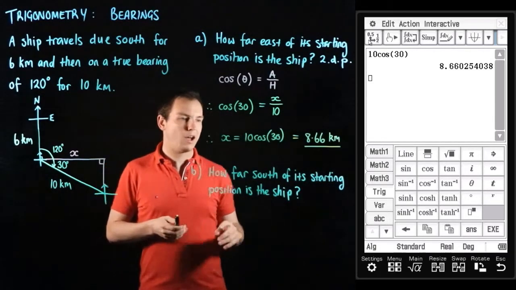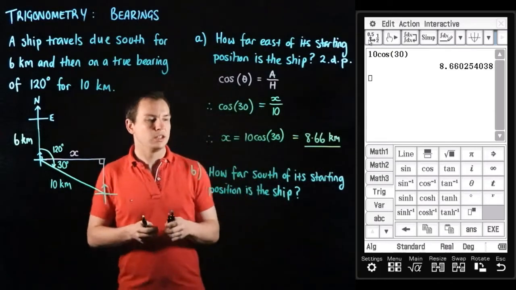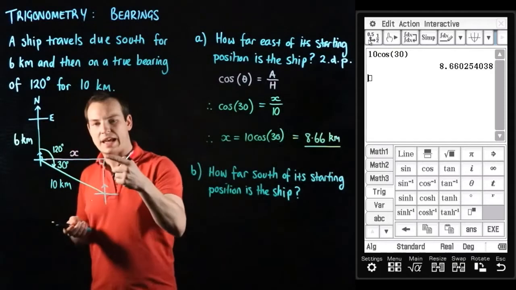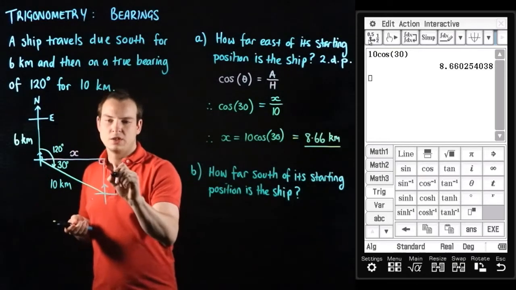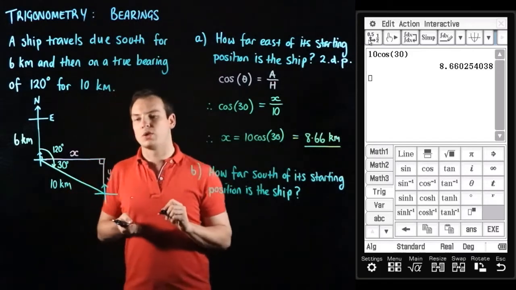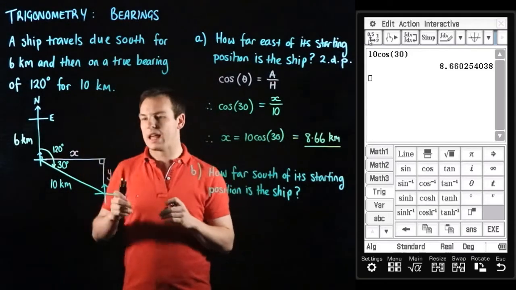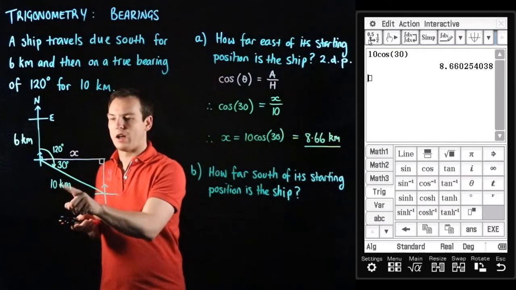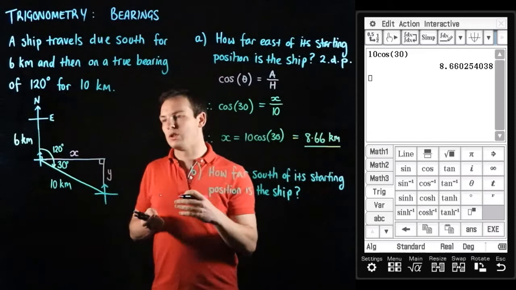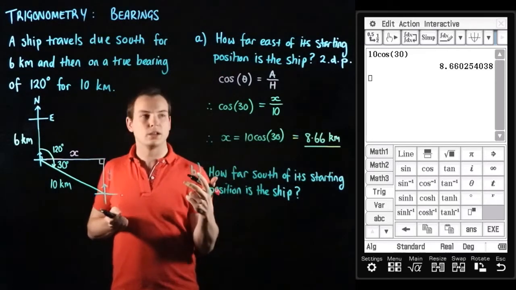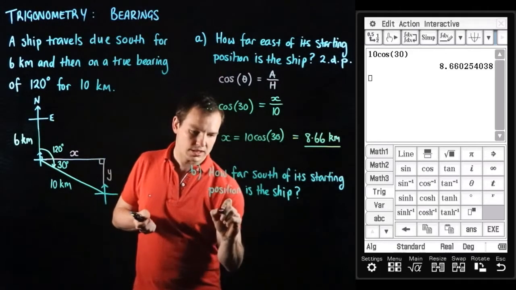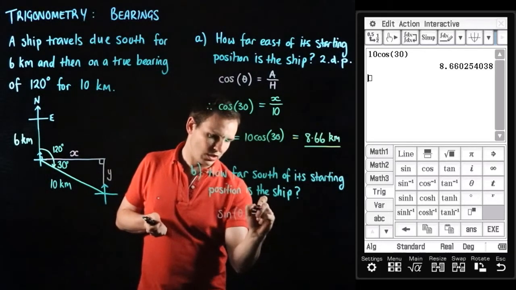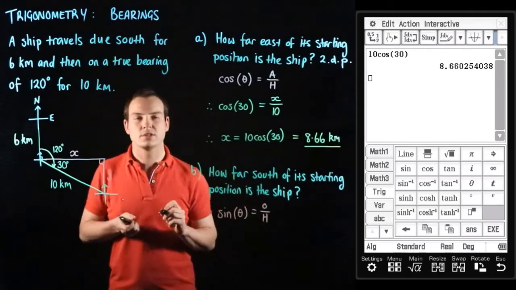Next up, we want to find how far south of the starting position the ship is. So how far south is going to be 6 kilometers and an extra little bit here. So this extra little bit I'm going to call y, just so we have something different to x. And now we've got the opposite to that angle, the angle and the hypotenuse. So the relationship that we can use now, if we've got the opposite, the hypotenuse and the angle, is actually sine. So just here we're going to write out that sine of an angle is equal to the ratio of the opposite length over the hypotenuse's length.